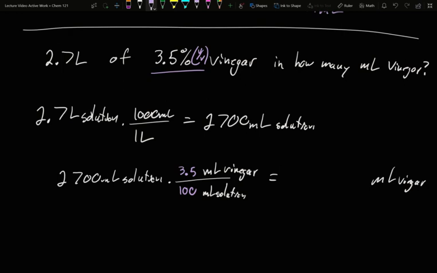So I have 3.5 times 2,700 divided by 100. We'll find this is 94.5 milliliters, or basically 95 milliliters of pure vinegar. So if you have glacial acetic acid, which is effectively pure vinegar, you would need to pour out 95 milliliters of it, put it into a bucket, and then fill that bucket to 2,700 milliliters to make this solution.